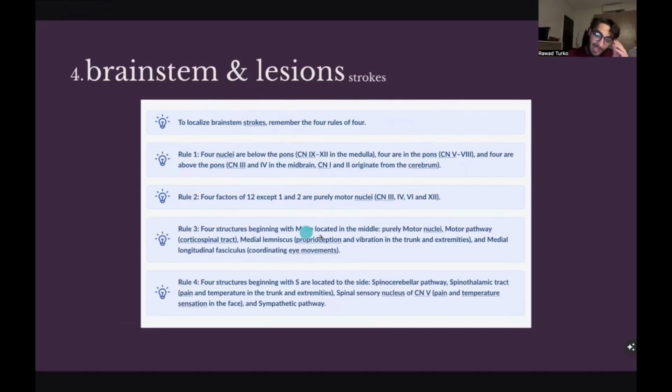4 structures beginning with M are located in the midline. So motor nuclei, like these ones that we talked about, are always in the midline. Motor pathways like corticospinal tracts, medial lemniscus, so the proprioception and vibration, and medial longitudinal fasciculus. So the M is for middle, and the S is for to the side, or lateral. So that's spinocerebellar, spinothalamic, spinal sensory, and the sympathetic pathway. Okay, so those are just things that you have to know.